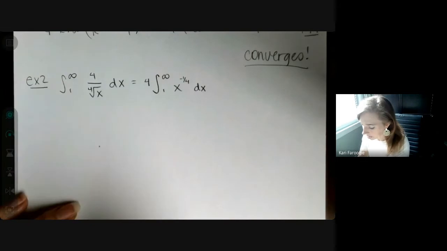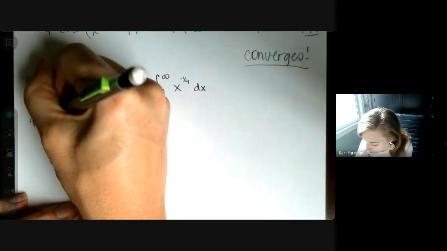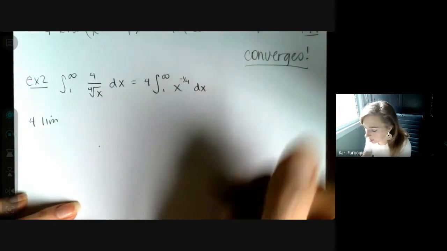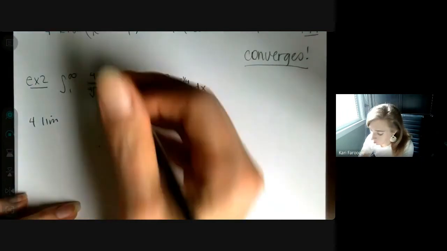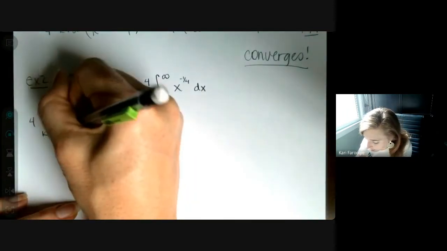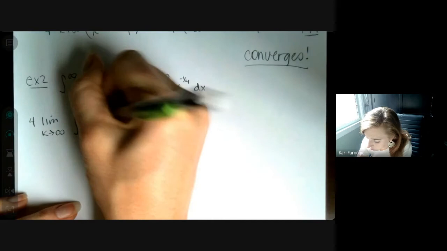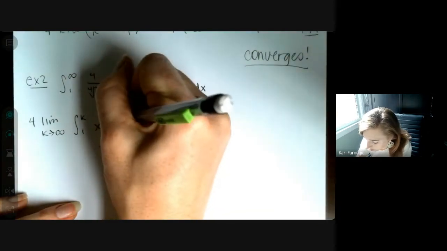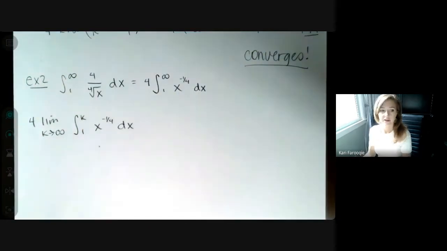All right, so go ahead and apply your limit. I'm going to put the 4 in front of the limit, and I'm going to not forget about it. And again, I'm going from 1 to infinity, so I'm just going to send k off to infinity and integrate from 1 to k of x to the negative 1/4 dx.